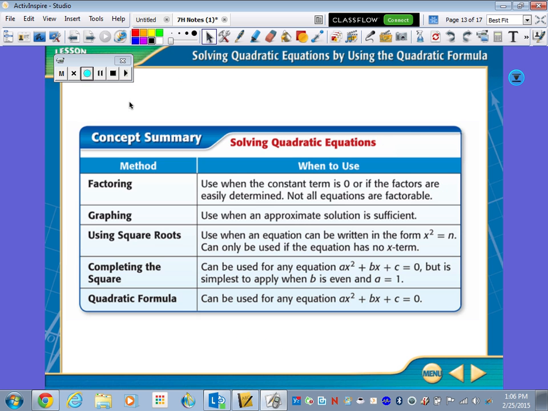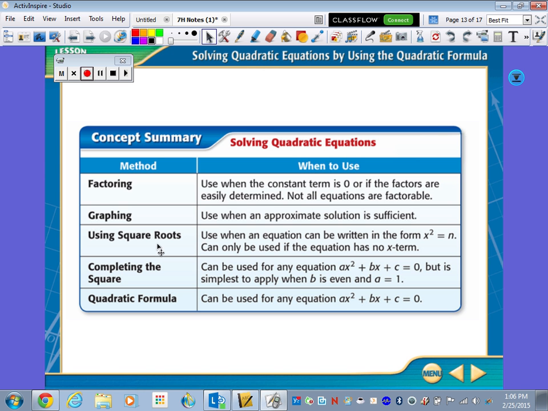So okay. Now the next screen, what I wanted you to see is that if you're solving quadratics, there are lots of methods you can use. So this is just a list. This might be something you want to jot in your notes. So factoring, you want to use this when the constant term is 0 or if the factors are easily determined. Not all equations are factorable. I tell you that all the time. Not every equation factors. Okay, if you're graphing, when an approximate solution is sufficient. In other words, you don't need it exact. Okay, you can just kind of ballpark it.